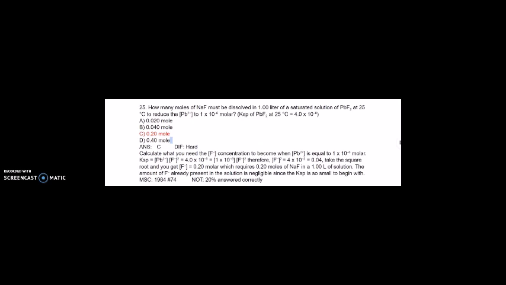It says the amount of fluorine already present in solution is negligible since the KSP is so small to begin with. You might want to look at that KSP value next time. Well, hopefully you won't quit on me now.